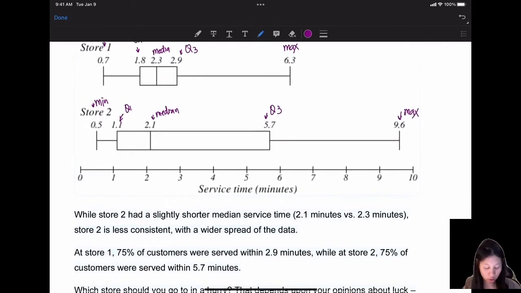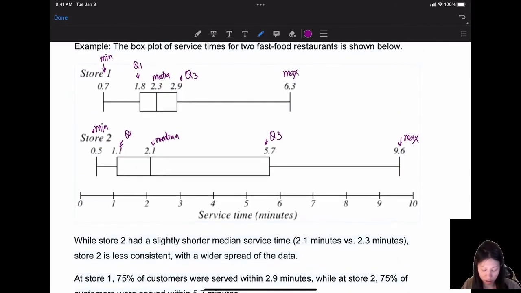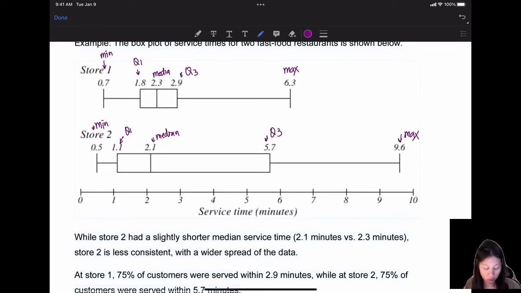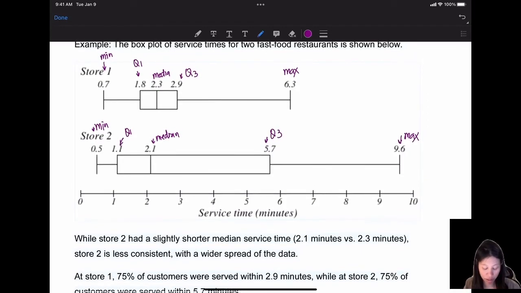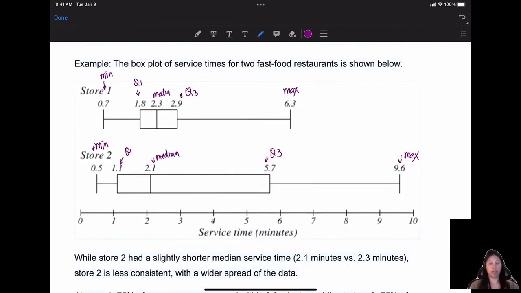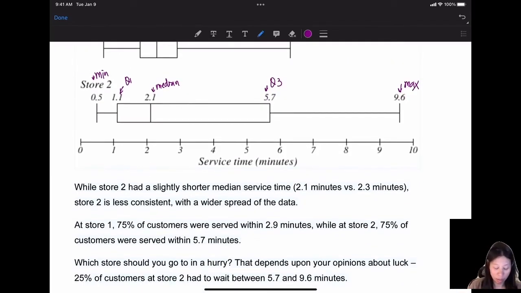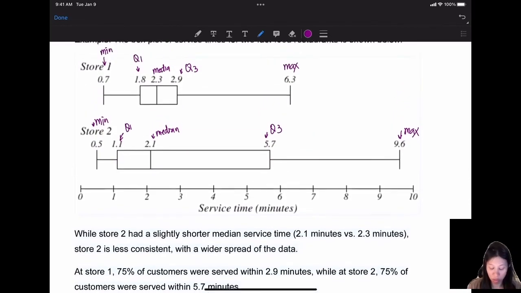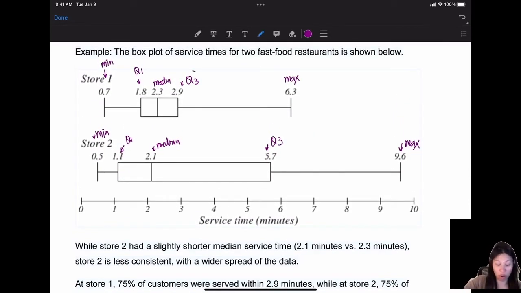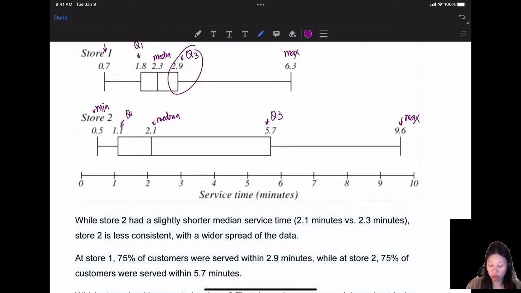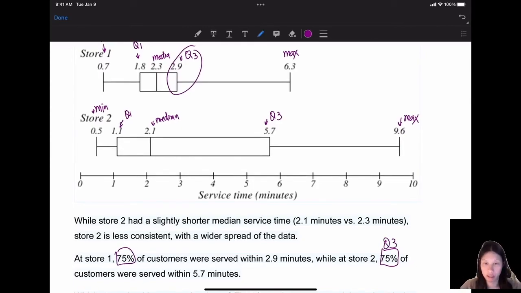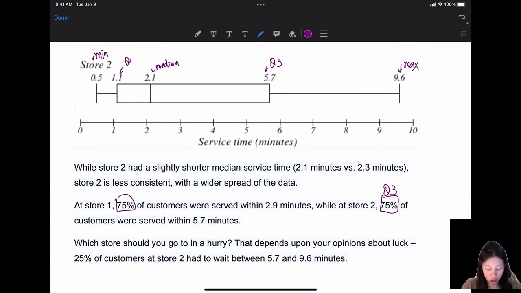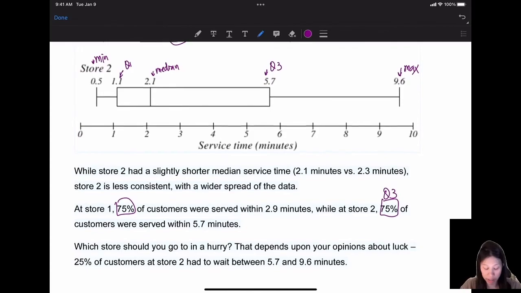Okay, while store 2 has a slightly shorter median service time, store 2 is less consistent with a wider spread of the data because it's more spread out. At store 1, 75% of customers were served within 2.9 minutes, which is our third quartile. With store 2, 75% of the customers were served within 5.7 minutes. When you see 75%, you should know that this is the third quartile. Okay, which store should you go to in a hurry? That depends upon your opinion about luck.